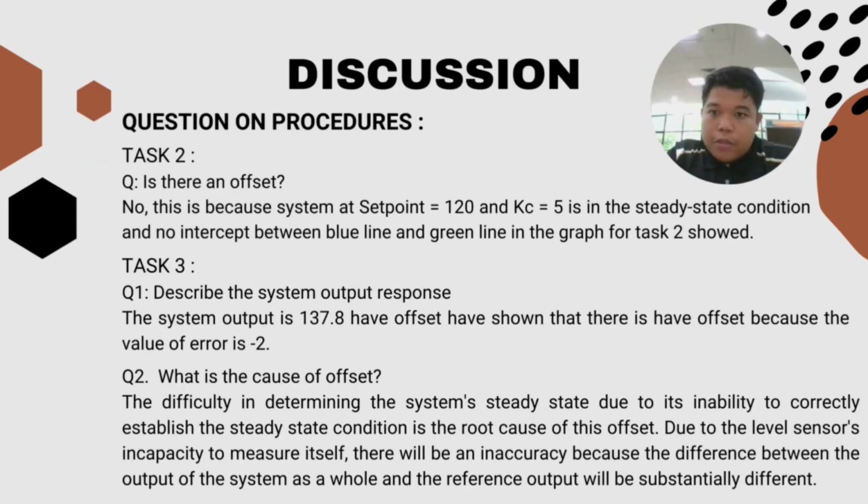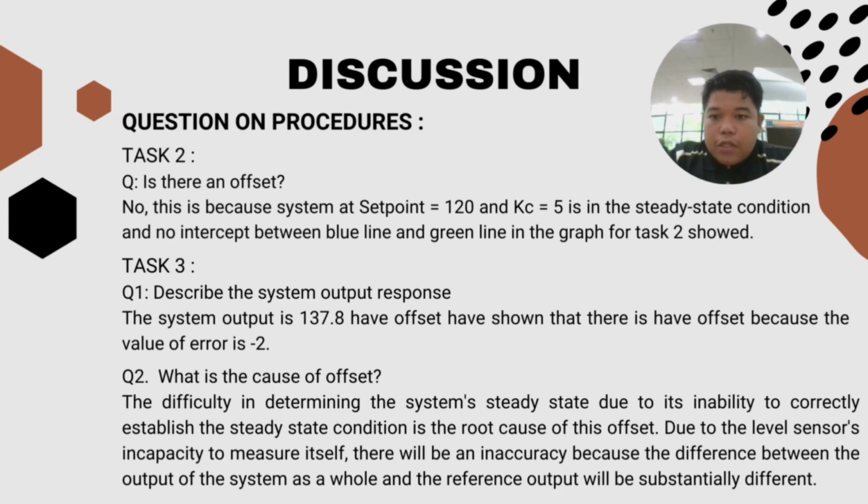The question on the procedure for task 2. The question is, is there an offset? No, this is because the system is at set point 120 and KC5 is in the steady state conditions, and there is no intercept between the blue line and green line in the graph for task 2.